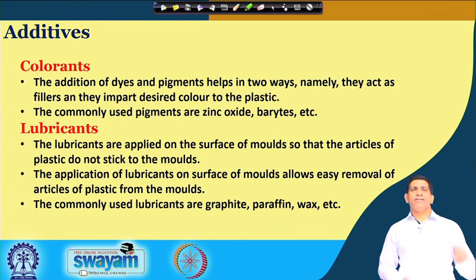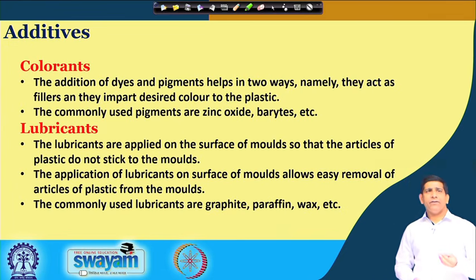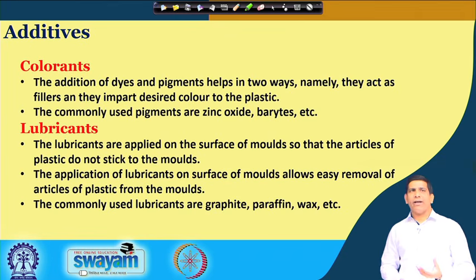As the name suggests, colorants help in color. They act as a filler, and they impart the desired color to the plastic. So the addition of dyes and pigments helps in two ways: they act as a filler, and they impart the desired color. The commonly used pigments are zinc oxide, barytes, etc. Those are used in terms of color.